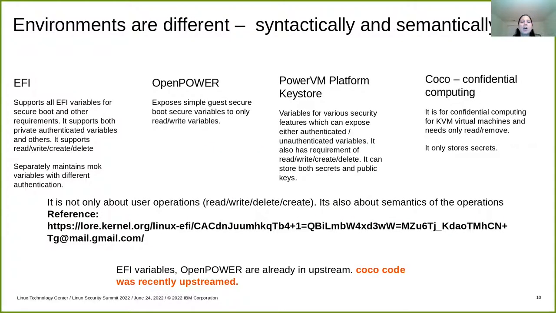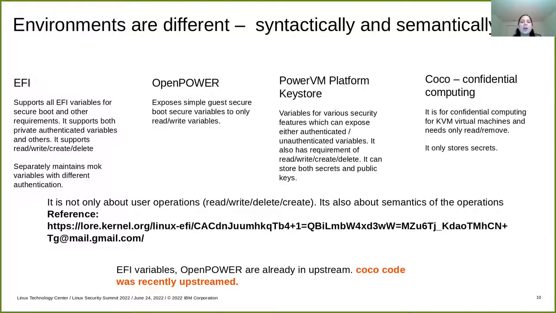And then there is a third thing: there are different environments, and they differ not only syntactically, but also semantically. So let's consider platforms like EFI, OpenPower, PowerVM Platform Keystore, which will be the new one, and then Coco. They have different requirements for the users. Some of them want to allow read, write, create, and delete of the files, but some of them only want to do read and remove, like Coco. And there might be others which only do read and write, like OpenPower.